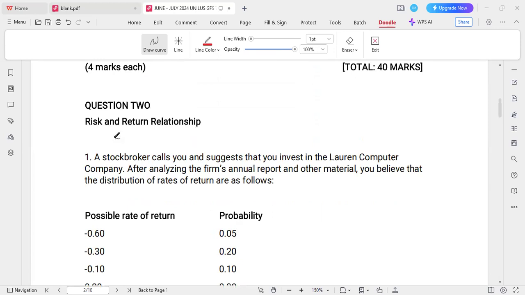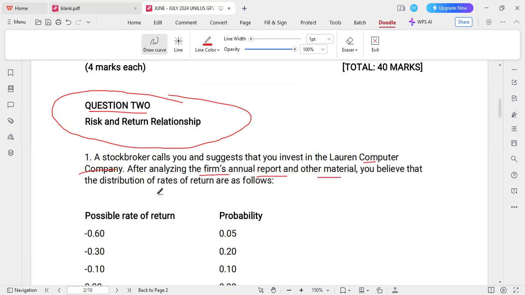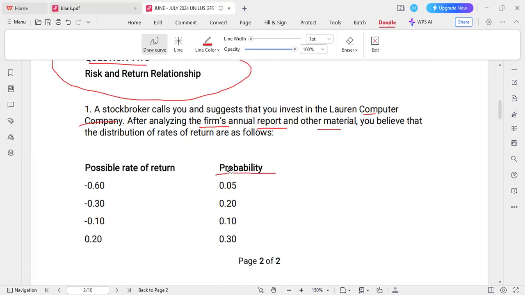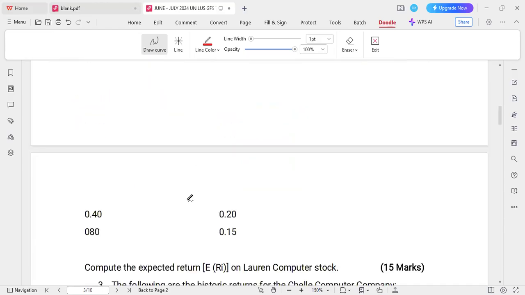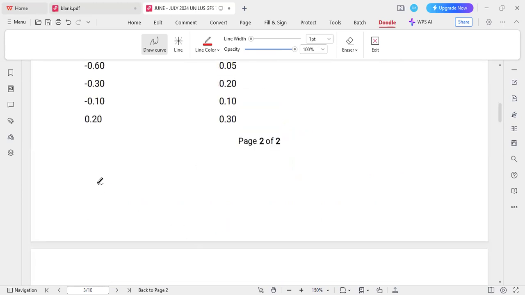The question for 15 marks, that's question 2 on risk and return relationship. A stockbroker calls you and suggests that you invest in the Bahrain Computer Company. After analyzing the firm's annual report and other material, you believe that the distribution of rates of return is as follows: possible rates of return and probability. We have the information here, and the question is asking us to compute the expected return on the Bahrain Computer. Expected return is equal to the summation of probability by the return.